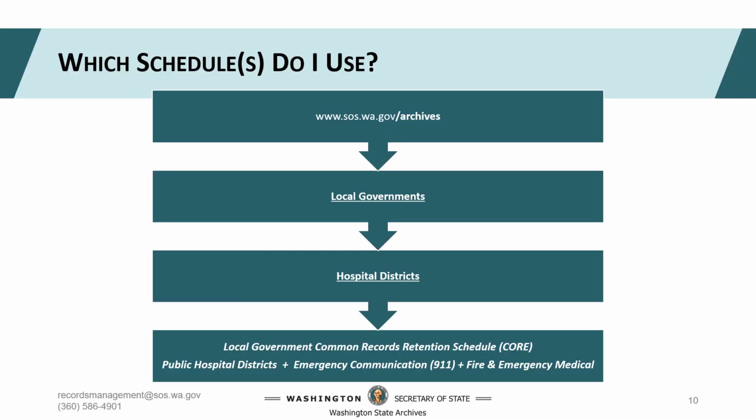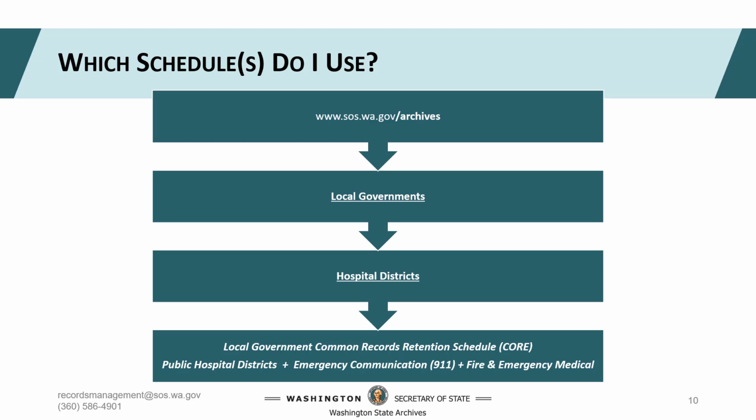A good rule of thumb: your agency is approved to use the CORE schedule along with your agency's specific sector schedules. This gives you several different places to look to find the right retention. It's important to understand the differences between the two general schedules and your agency unique schedules.